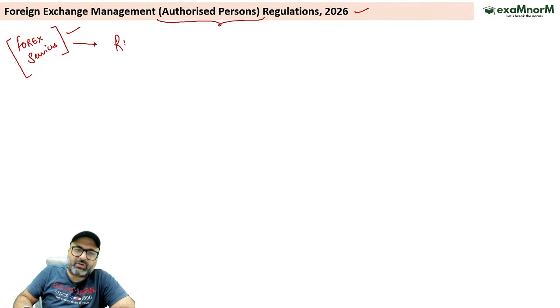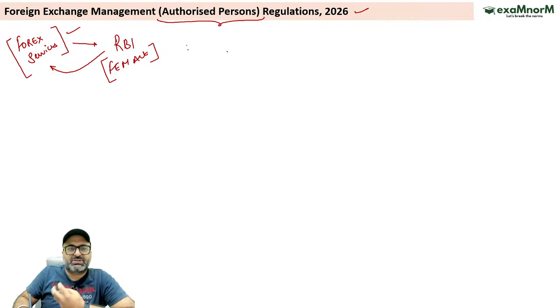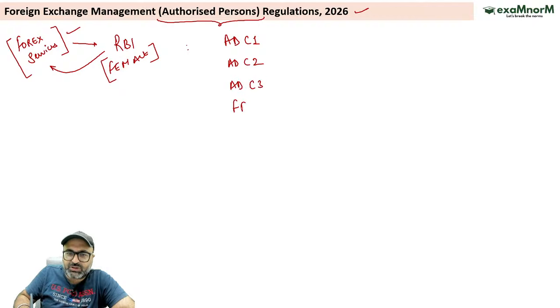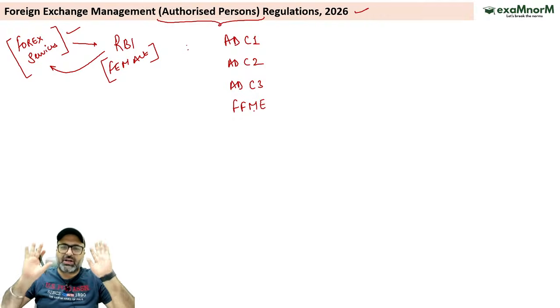Why do you need approval from RBI? Because according to the Foreign Exchange Management Act, RBI has been made responsible for the management and regulation of the forex market. RBI provides licenses to these authorized persons who get involved in forex services as Authorized Dealer Category 1, Authorized Dealer Category 2, Authorized Dealer Category 3, and Full-Fledged Money Changer.